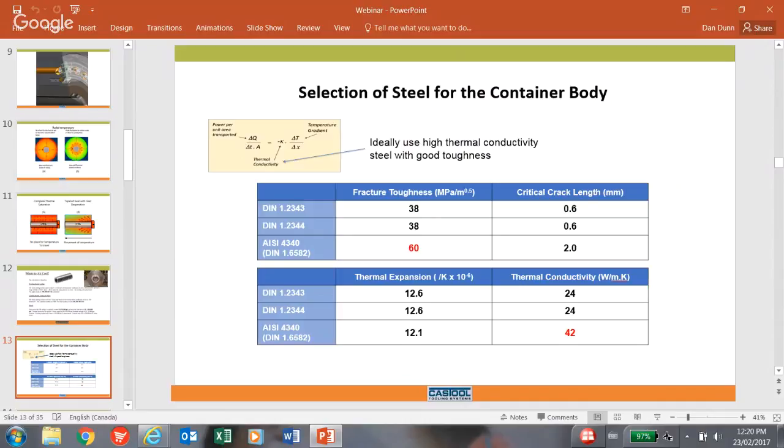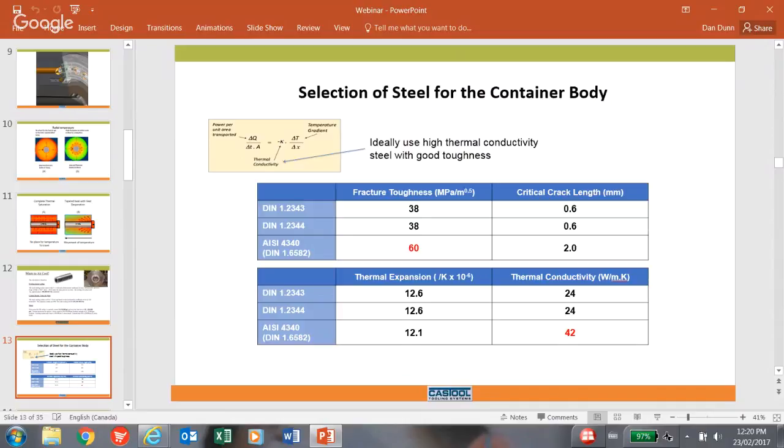So let's compare them. In the bottom right-hand corner of this graph, let's compare the thermal conductivity, or W/m·K, of the 1.2343 and 1.2344 materials to 4340. With the 1.2343 and 1.2344 materials hovering at 24 W/m·K compared to 4140 and 4340 at 42, the 4340 material is almost twice as thermally conductive as the 1.2344 and 1.2343.